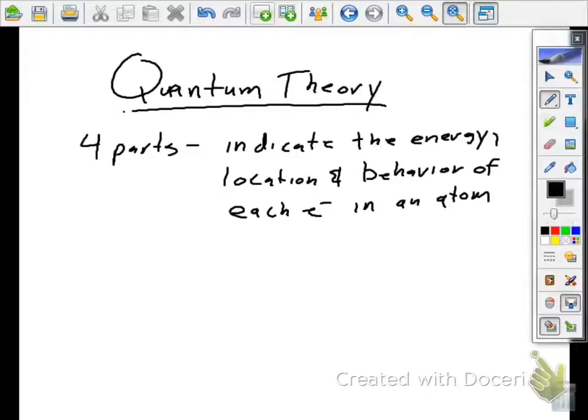So these parts actually can be plugged into a mathematical equation. This is really a mathematical equation that they come up with, and if we went more in depth into it, these symbols and numbers would be the actual numbers that we would plug in, but we're not going to go that far. So the number one thing, the most important part, is called the principal quantum number.